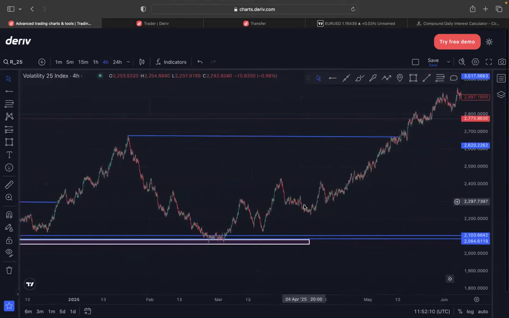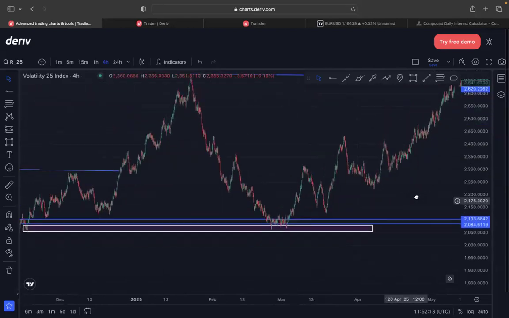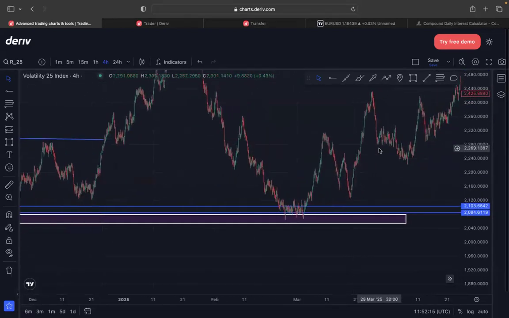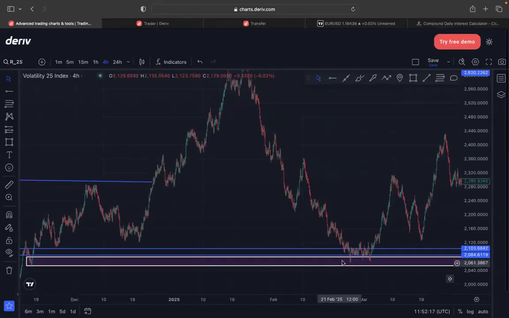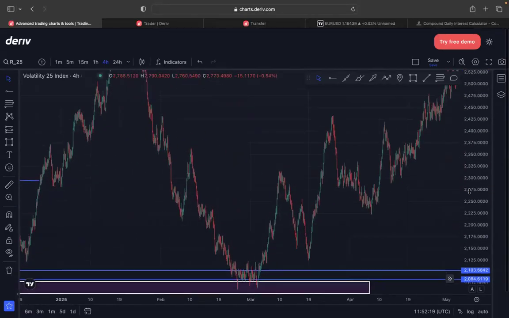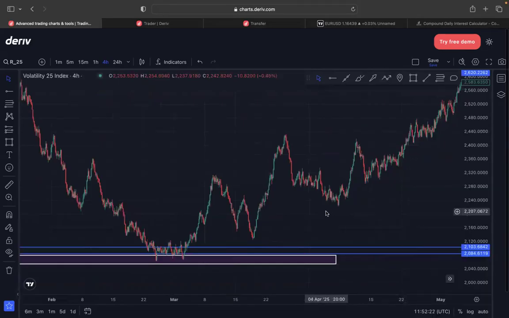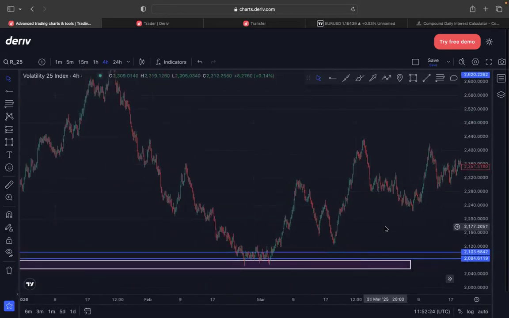All right, look at this. Once we had that market structure, once you had the market tap into what? Our order block, we are waiting for what? Market structure shift. We are waiting for what? Change of character, right? So where is the change of character? Now let me show you.